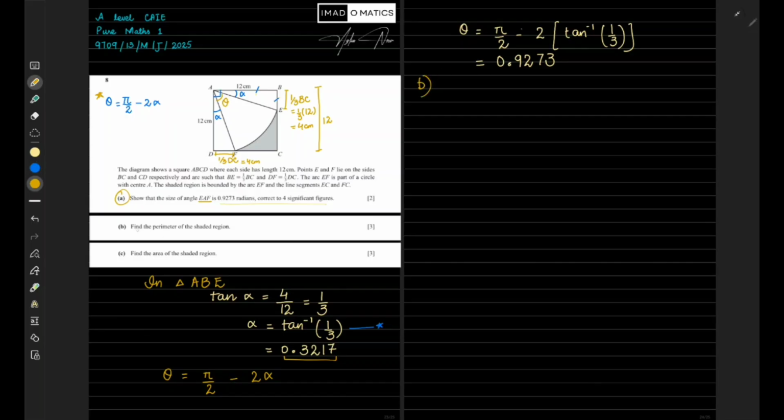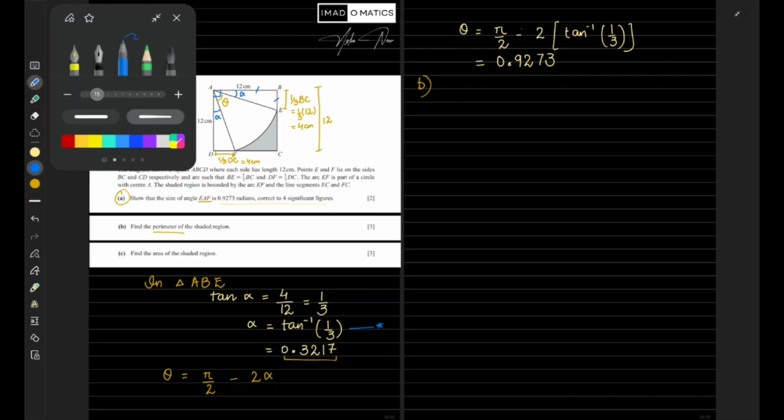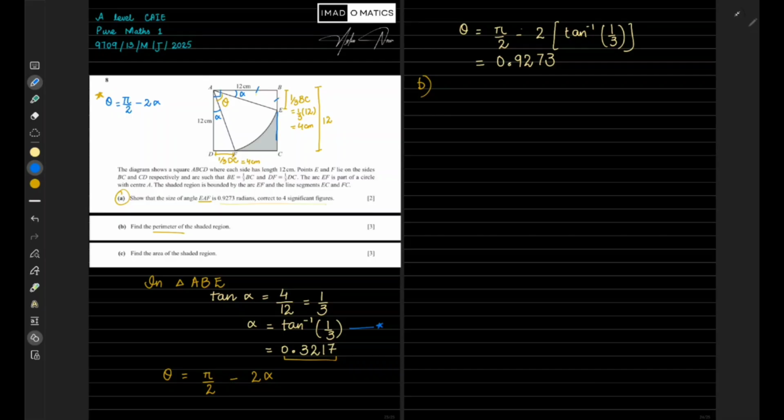Now let's do part B. Part B says find the perimeter of the shaded region. What will be the perimeter? Perimeter would be EC length, FC, and EF arc length. First I will write how you get the perimeter. Perimeter will be equal to EC length plus FC length plus arc length EF.